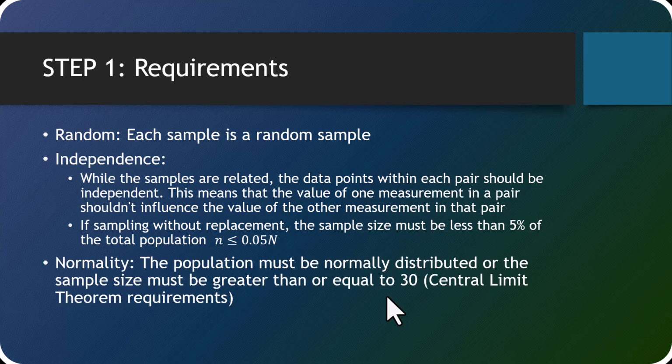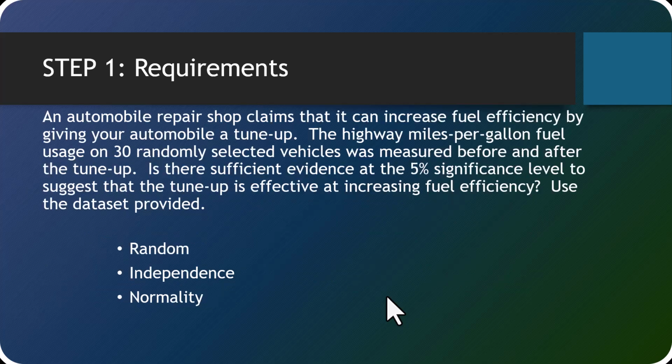And then, of course, also normality. We always have to meet this requirement. We have to either be told or know somehow that we're sampling from a population that is normally distributed, or our sample size must be greater than or equal to 30 to satisfy that central limit theorem requirement. So let's go through this.